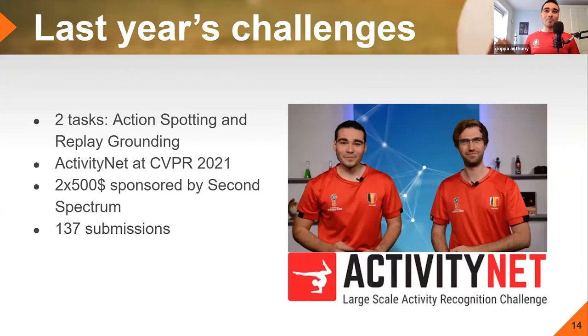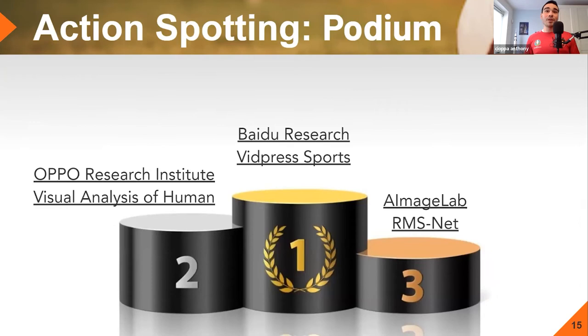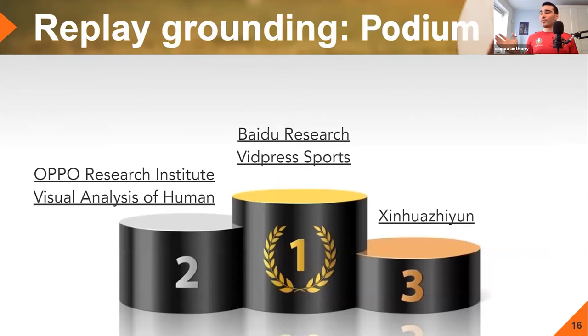So for action spotting, the winners were actually Baidu Research with their VidProSport group, followed by Oppo Research Institute and the AI Image Lab. For the replay grounding task, the podium was essentially the same, with Baidu and Oppo sharing the first two spots, and the third had another winner. So I don't know if you've noticed, but this is the Baidu research team that is actually working with us this year on the tracking challenge. And that's actually where we met them last year.